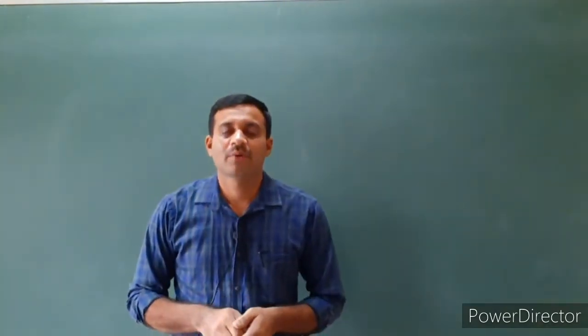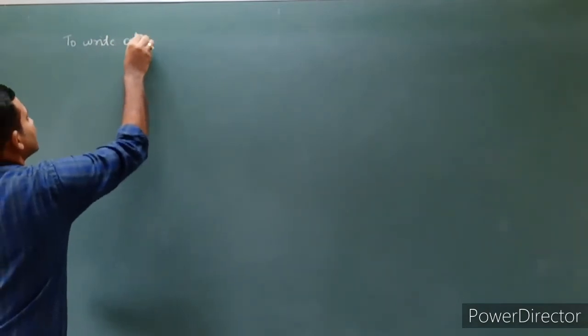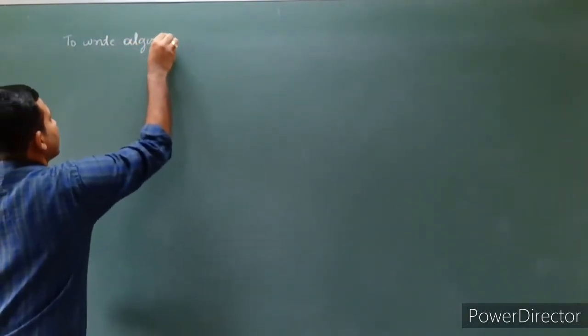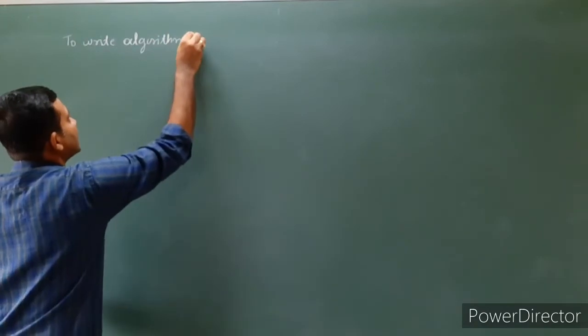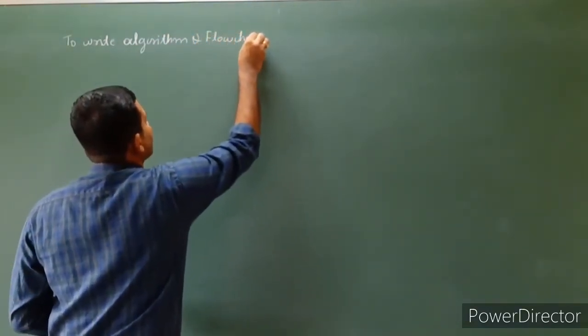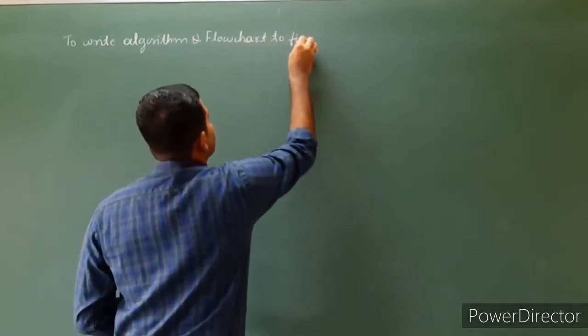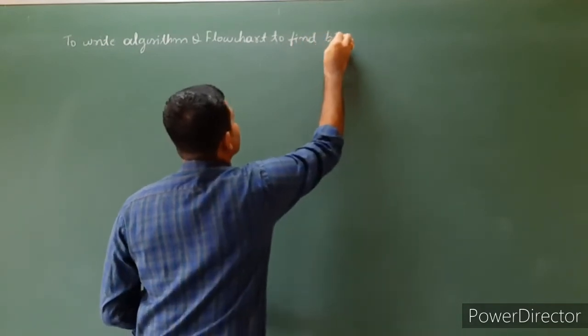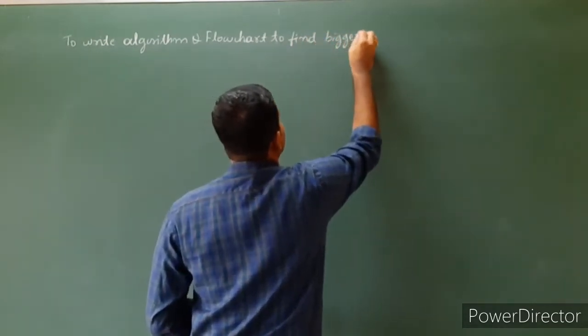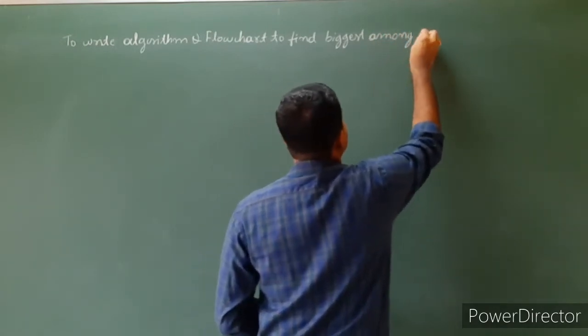Let's take a problem definition to write an algorithm and flowchart. Algorithm and flowchart to find the biggest among 3 numbers.